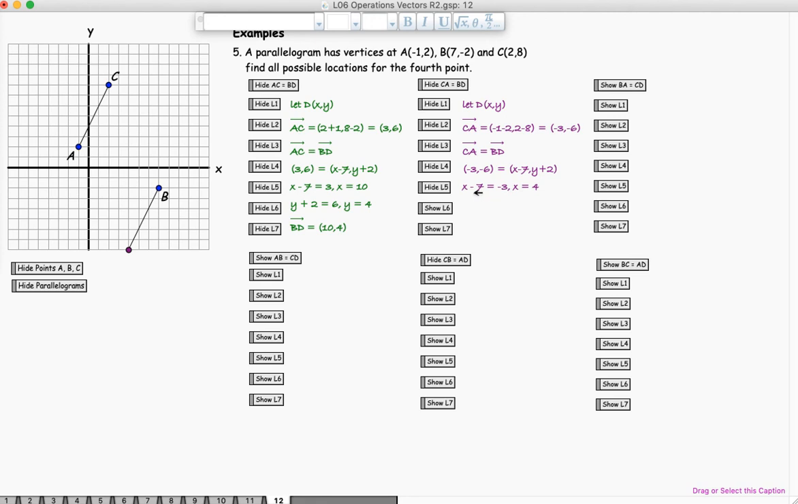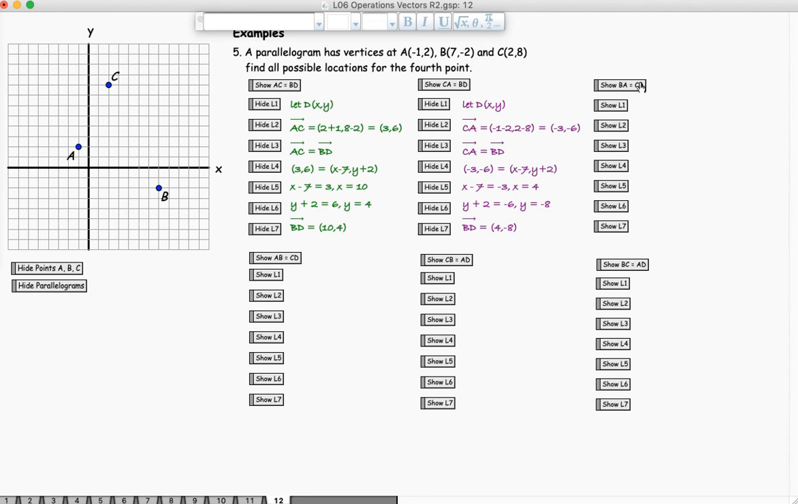x minus 7 is -3. That now gives me x is 4. I'm going to get y plus 2 is -6, and that's going to give me y is -8. So now D could be 4, -8. So this point here is 4, -8. Now let's hide this. All right, now let's show another option.